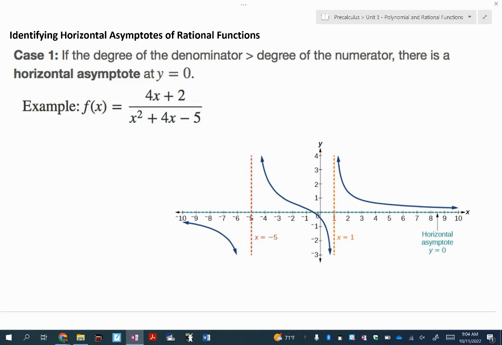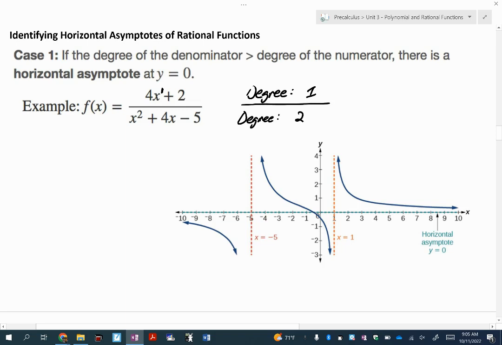When I say degree, right, we practiced in class a few weeks ago, once you have it written in order from the highest exponent to the lowest exponent, your degree is always the first exponent you see. And if it's not written in order, you need to find the highest exponent. All right, so in this case, if I look at this example, this is x to the first power and x to the second power. So the degree in the numerator is 1, and the degree in the denominator is 2.